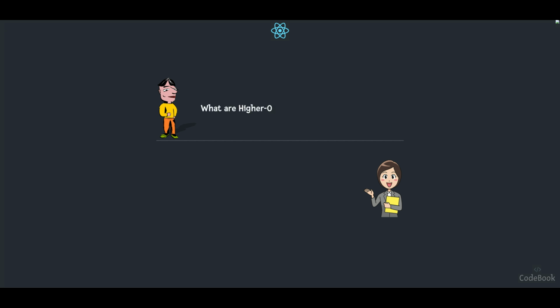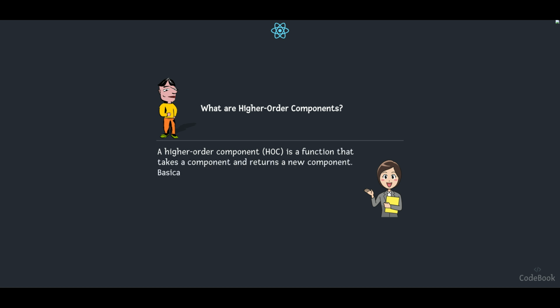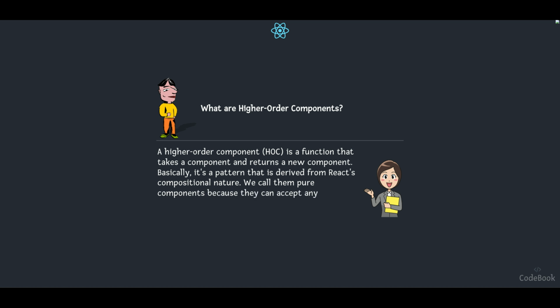What are higher-order components? A higher-order component, HOC, is a function that takes a component and returns a new component. Basically, it's a pattern that is derived from React's compositional nature. We call them pure components because they can accept any dynamically provided child component, but they won't modify or copy any behavior from their input components.